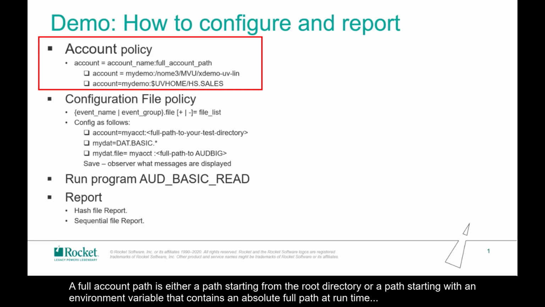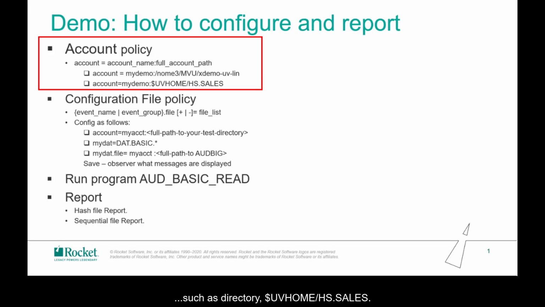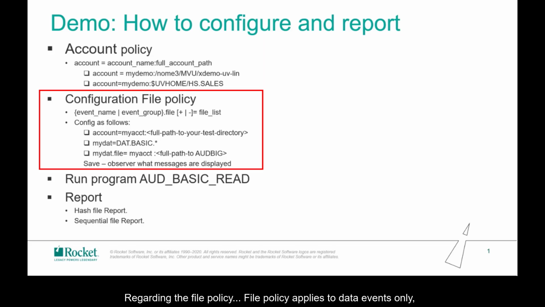A full account path is either a path starting from the root directory or a path starting with an environment variable that contains an absolute full path at runtime, such as $UV_HOME/sales. Regarding the file policy, it applies to data events only, like data basic or data query events. In order to simplify the file policy, we support wildcard specification. You can specify an asterisk to indicate all files in the account.